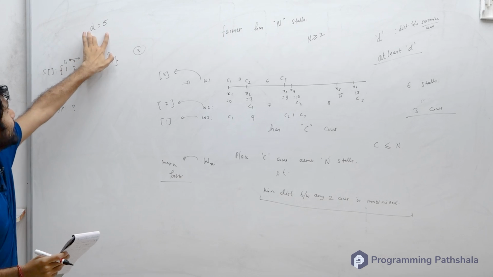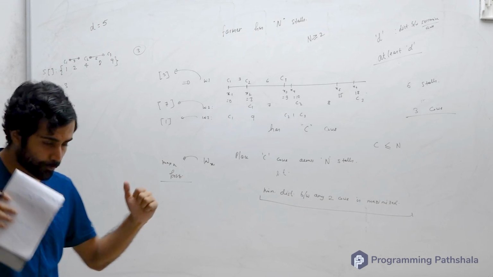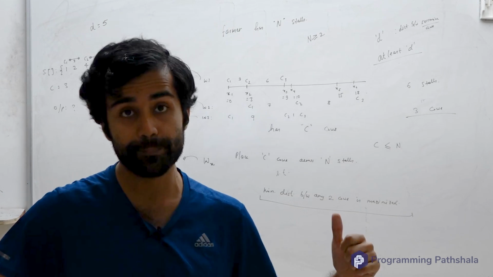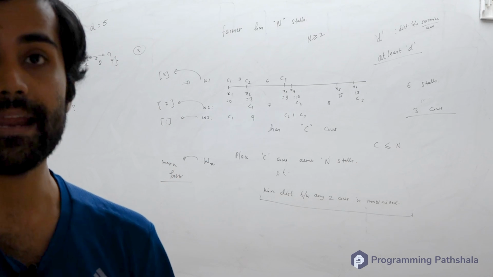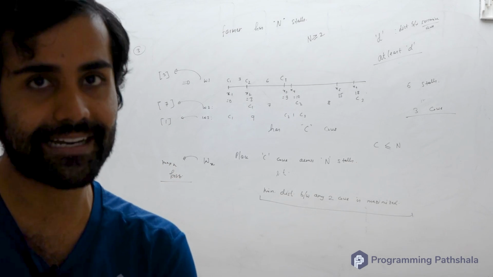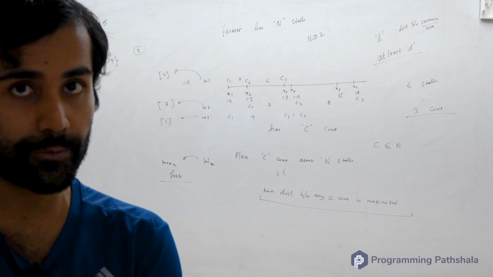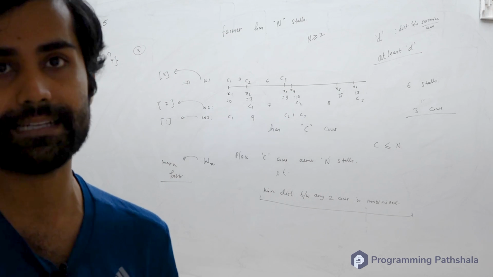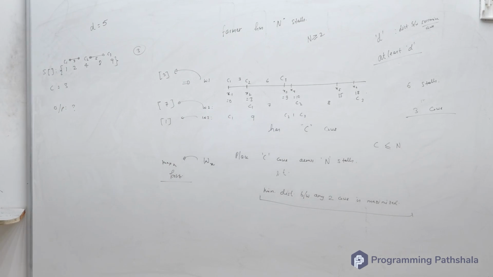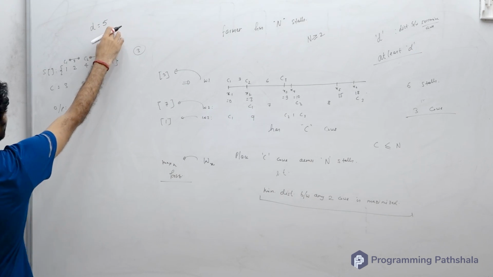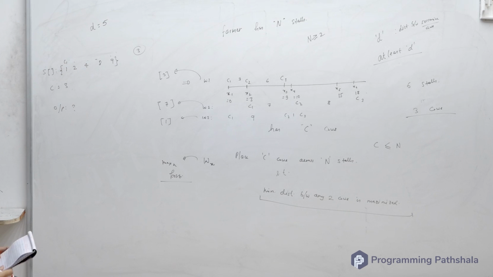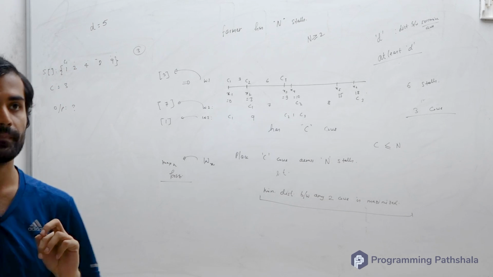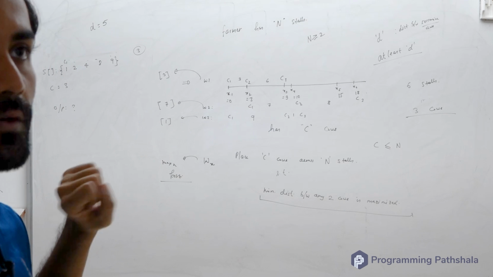If you fixed your d as 5, then you are saying that the way in which you are going to place the cows should be such that the distance between any two successive cows should be at least d. It can be greater than d also, it can be equal to d also, but it will never be smaller than d, right? So if the value of d was 5 and I had placed my first cow at stall 1, where would I need to keep my second cow?